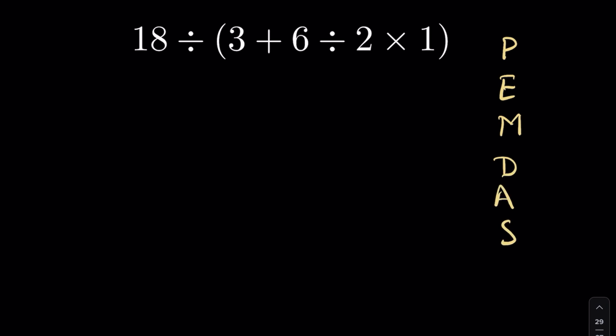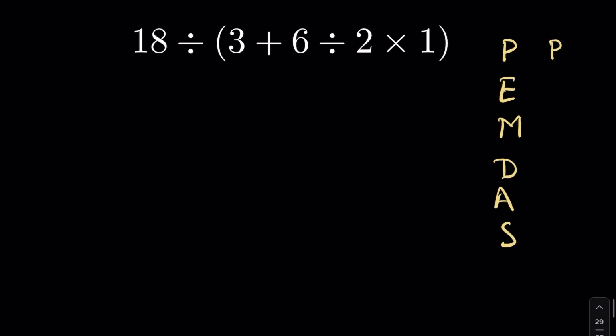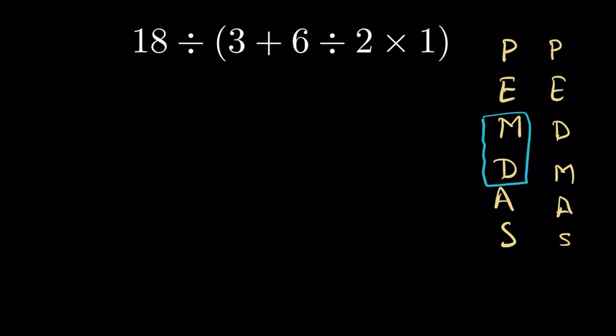This is called PEMDAS. You can also follow PEDMAS, which is parentheses, exponent, division, multiplication, addition, subtraction. You can see that in PEMDAS, multiplication is written first and then we have division, while in PEDMAS, division is written first, then we have multiplication. So if you follow just the letters of both of these mnemonics, then in PEMDAS you will do multiplication first and in PEDMAS you will do division first, and you will get different answers.